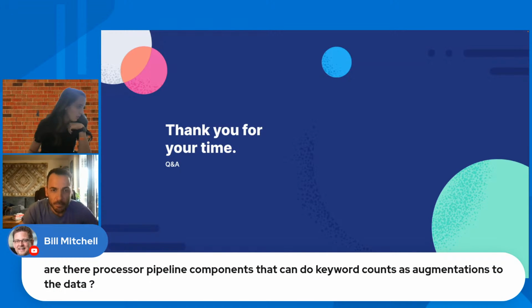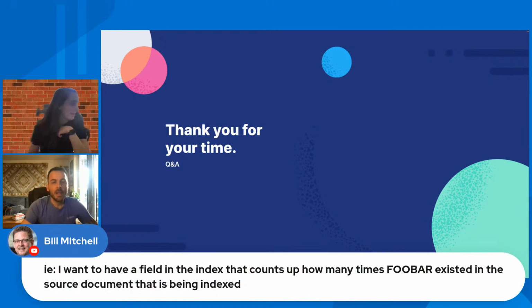Okay, great. And it's a two-part question. Are there processor pipeline components that can do keyword counts as augmentations to the data? And the second part is more of an example. There are many different processors. Specifically, can it do that? I would say probably, but I wouldn't know for sure. I would have to do a little more research on which one to use. That's a customized processor. So I wouldn't know specifically which one it is, but it's certainly something I think we could do. I just have to do some more research on it.